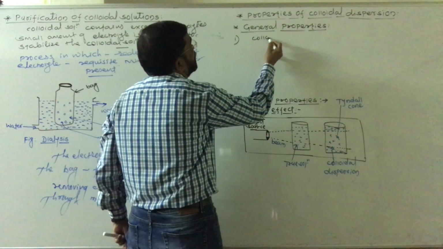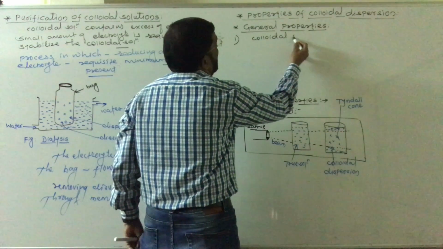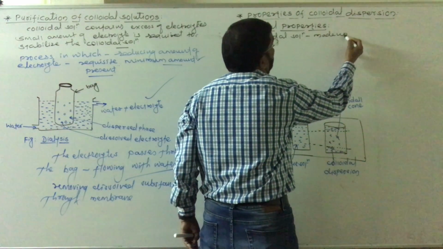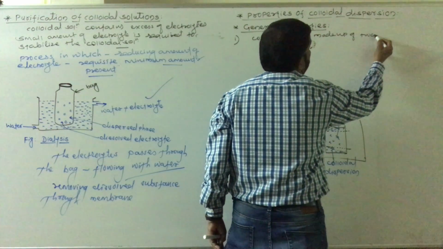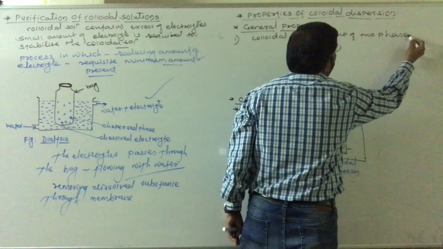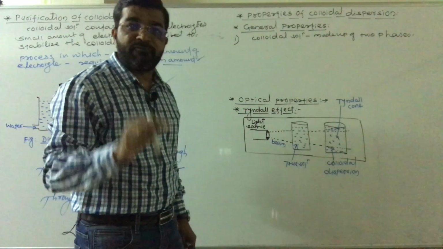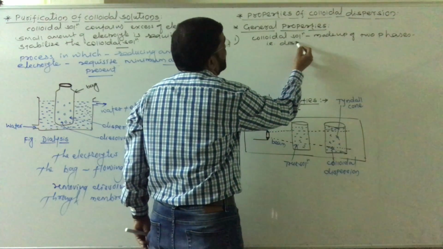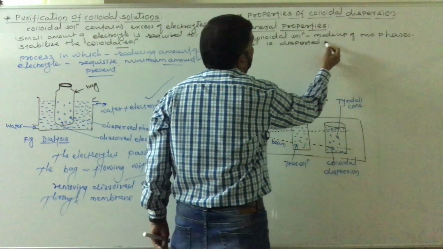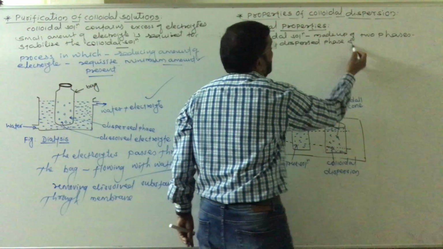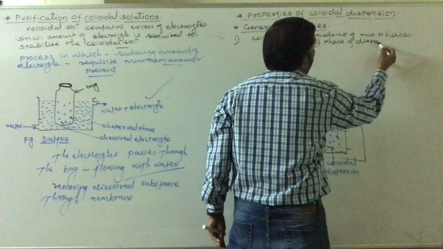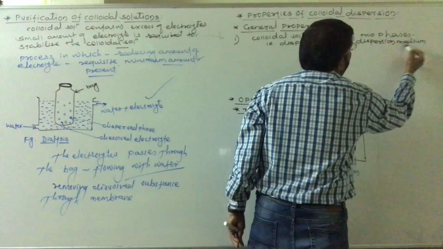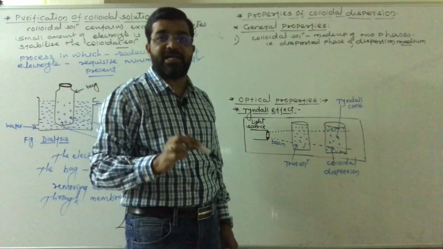Colloidal solutions are made up of two phases that we have already studied. One of the phases is the dispersed phase, and the second phase is the dispersion medium. So that is nothing but the two phases present in a colloidal solution.